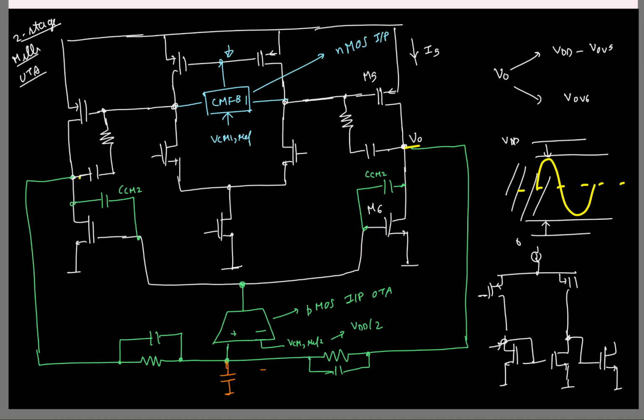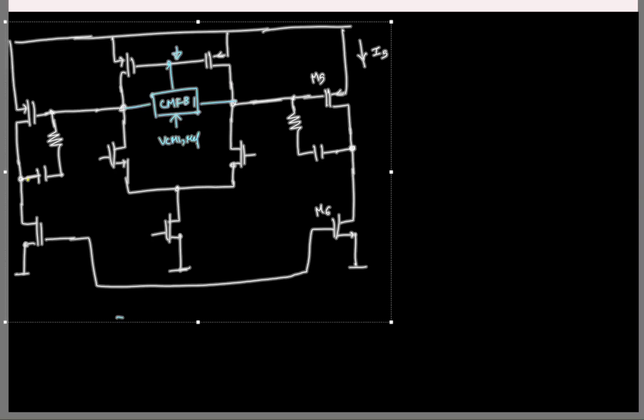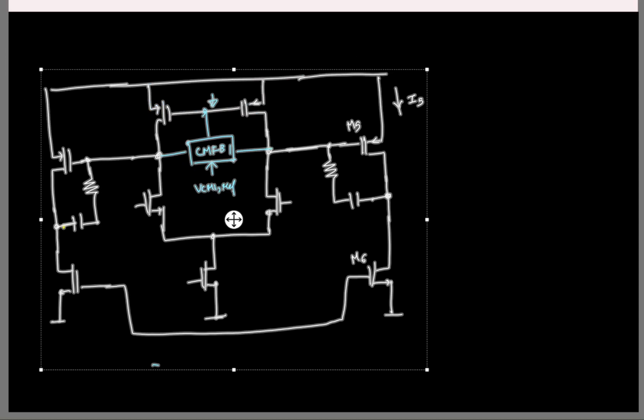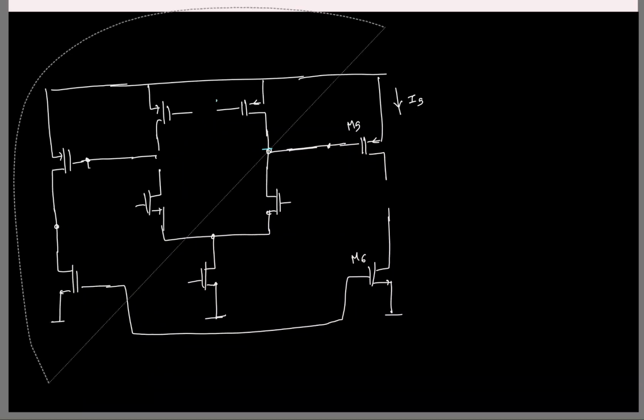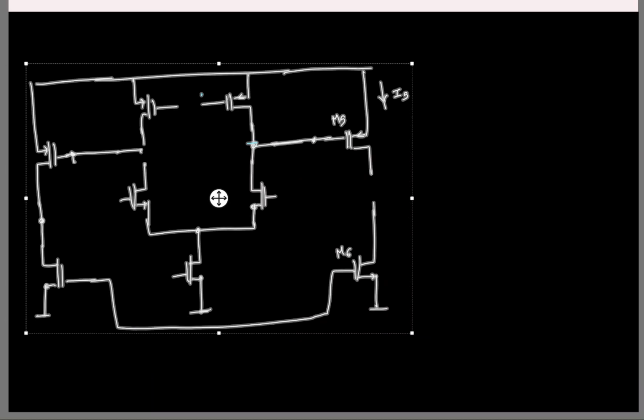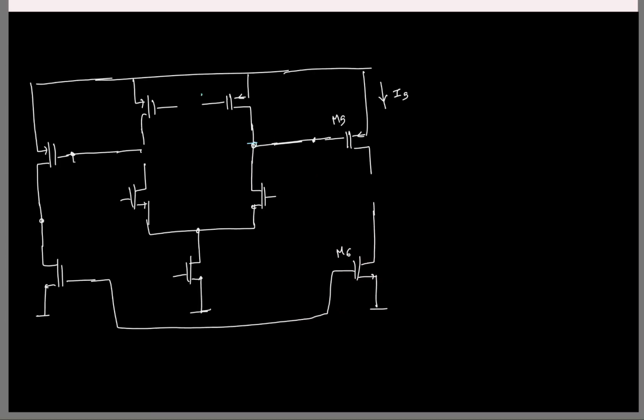Now for compensation, other than Miller compensation, what is the other technique we know? Feedforward. So let's quickly do that also. In fact, we didn't look at it at a transistor level. We looked at it only at a block level. So let's quickly see its transistor level implementation. At a block level, we have basically this. Let's say I have one GM, two stage like this.